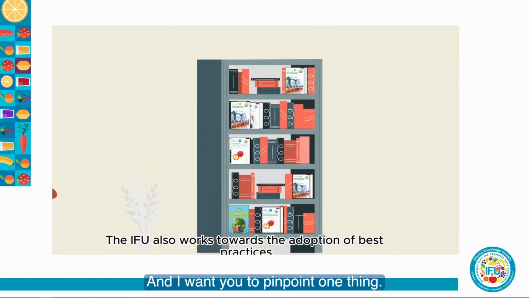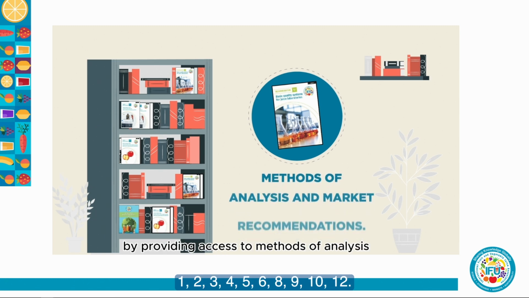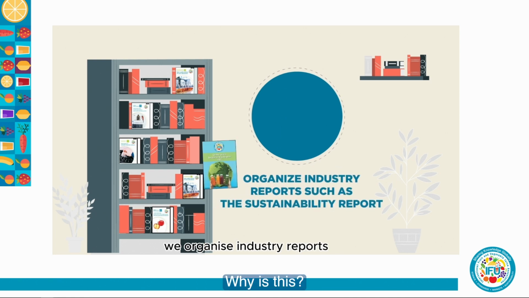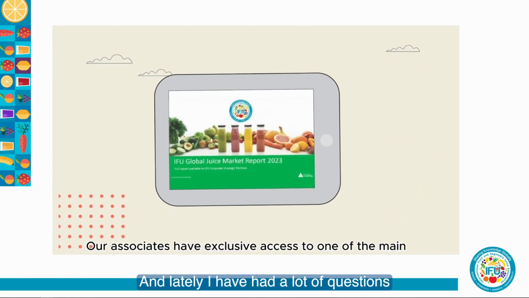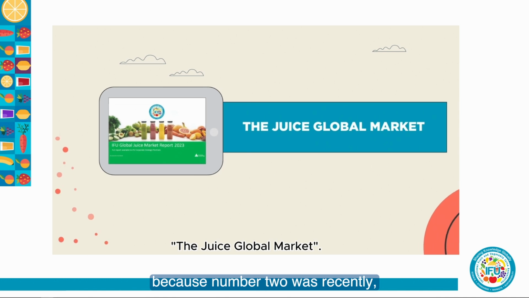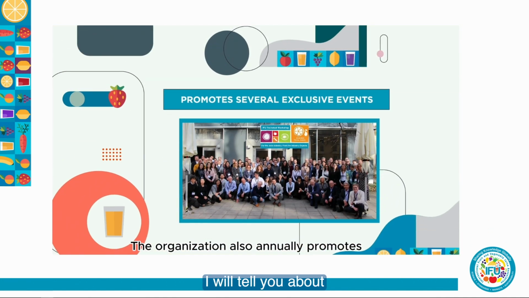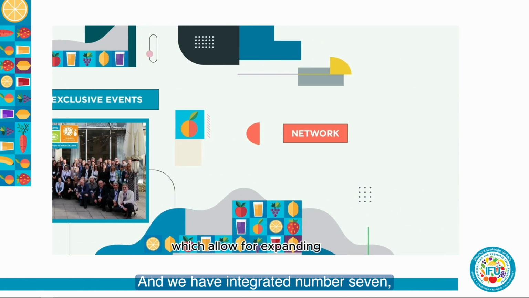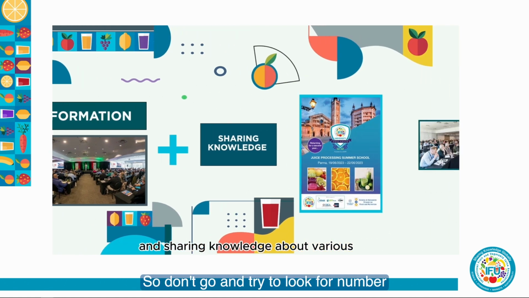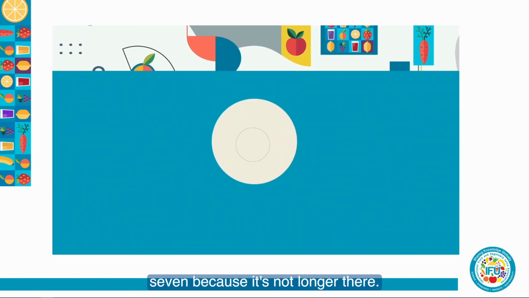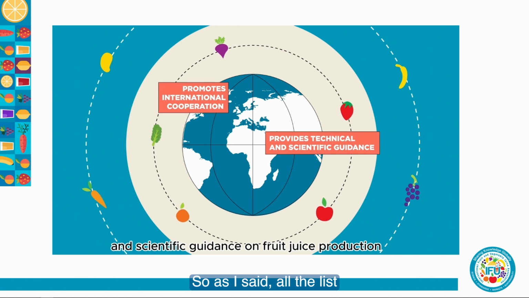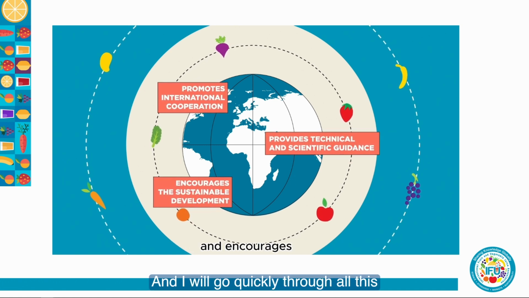And I want you to pinpoint one thing. If you see the list, you have 1, 2, 3, 4, 5, 6, 8, 9, 10, 12. Why is this? Lately I have had a lot of questions saying, where is number 7? Well, number 7 is no longer here, because number 2 was recently revised, I will tell you about it later, and we have integrated number 7, which was the sterility test, into number 2. So don't try to look for number 7, because it's no longer there, but the method is in number 2. As I said, the whole list is available on the website.